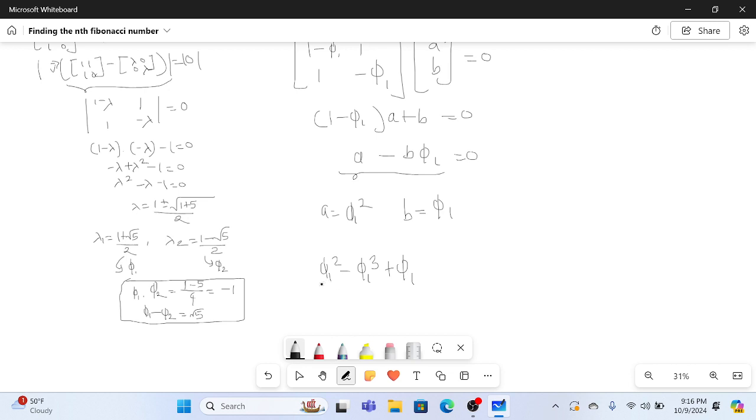Okay, wait, let me see. How do I deal with phi 1 cube? Over here, we have this property that for phi, lambda square is lambda plus 1. So maybe what I can do is write this as phi 1 times lambda square, lambda plus 1. So phi 1 plus 1 plus phi 1. So this is phi 1 square minus phi 1 square minus phi 1 plus phi 1. So this is 0. You see that, right? I just use this property that lambda square is lambda plus 1 for phi.